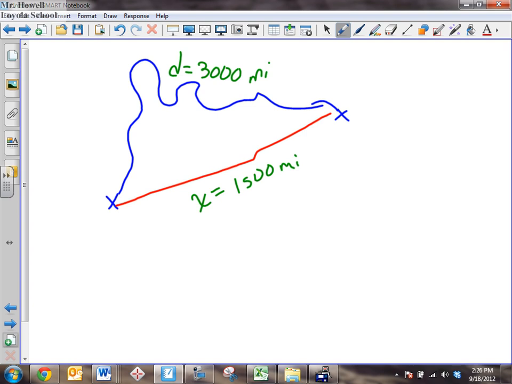Let's say that it takes you 2 days to make this trip. I want you to find the velocity and the speed, in units of miles per hour.